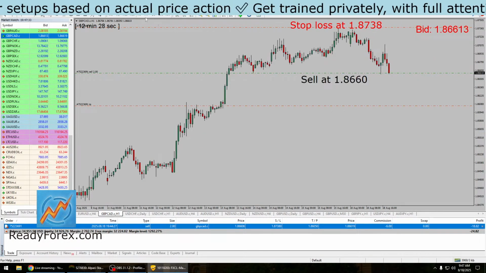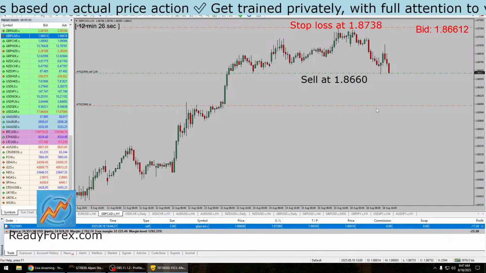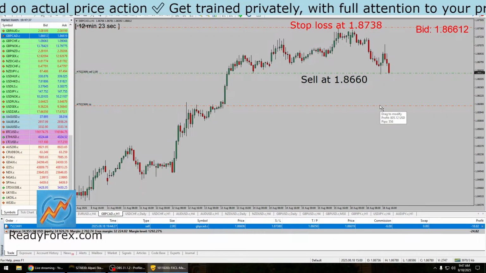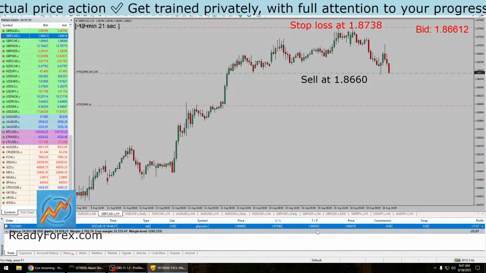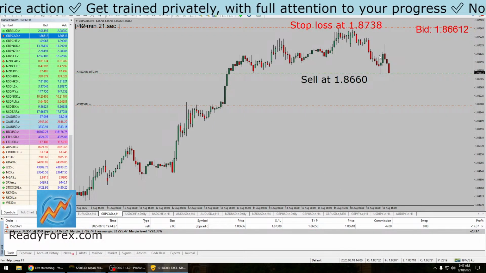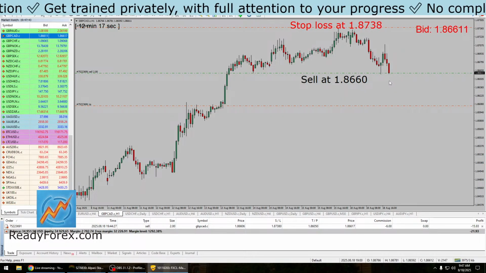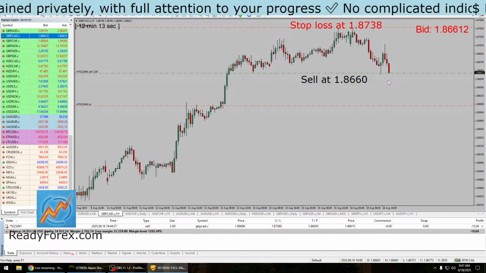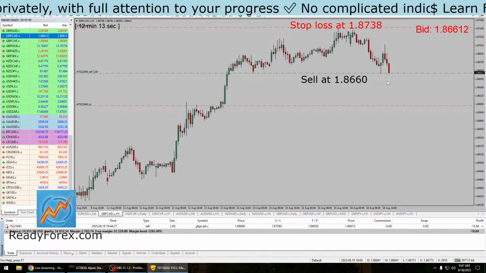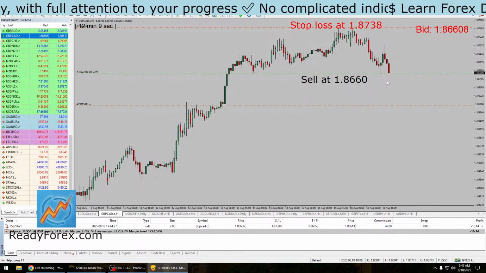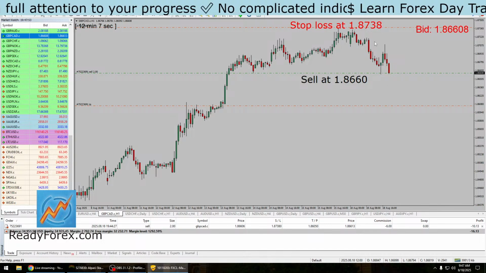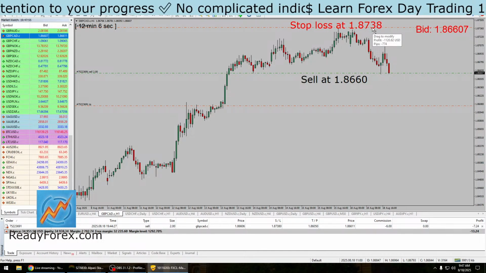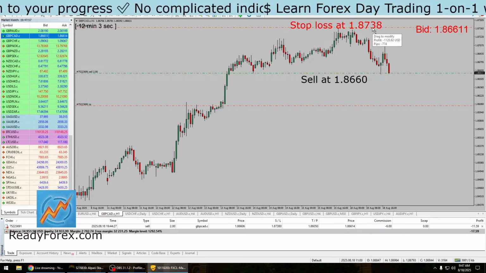Okay, so I have the target over here, about 55 pips, and once the market falls in my favor, what I'm going to do is lower down my stop loss, lock in some pips, and let my profits run, assuming the trade is going to move in my favor. If it's a losing trade, I will take the loss, get out of the market, and move on to the next trade.